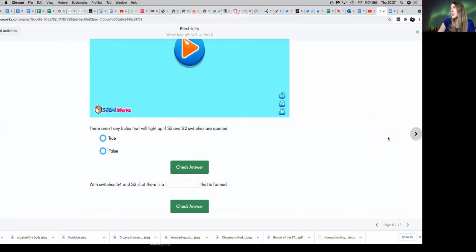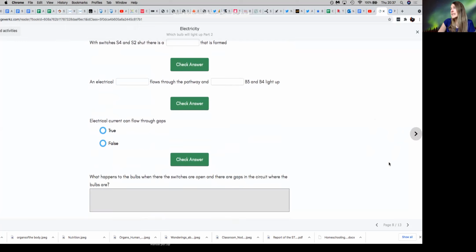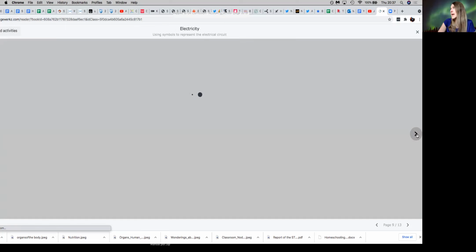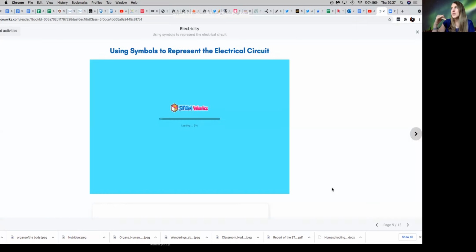So again, true and false, looking at, will the lights light up when the switches are opened? So this is a lot about the switches, which is absolutely important for the learning objectives for year 6 for electricity, and it goes into more detail there. So as you can see, very carefully, we thought about what those learning objectives are.